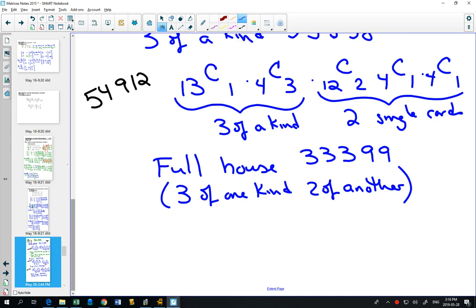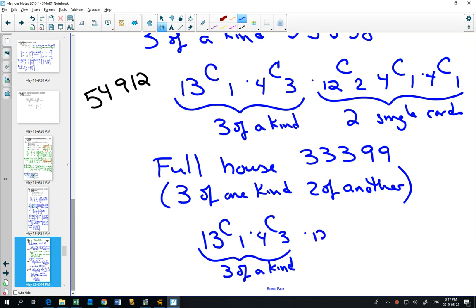So a full house would mean you had 3 3s and 2 9s, for example. We only have to choose 2 kinds, and they're both different sizes, so we do them separately. 13 choose 1, and then 4 choose 3. We'll pick 3 of a kind. And then 12 choose 1, and 4 choose 2. We'll pick 2 of a kind.